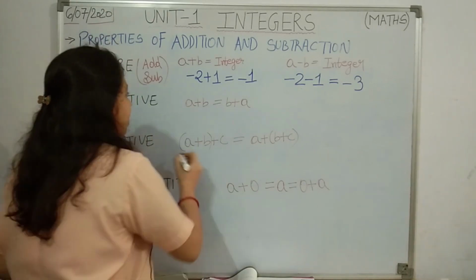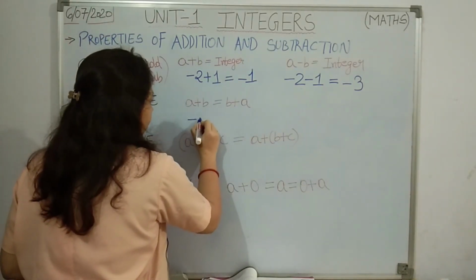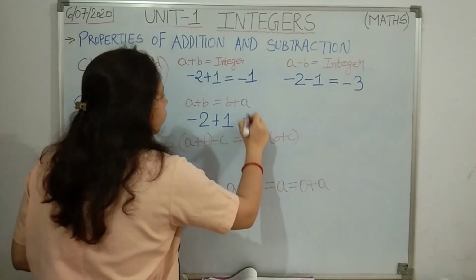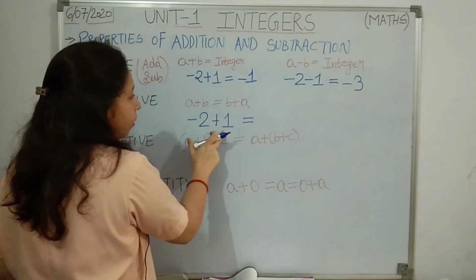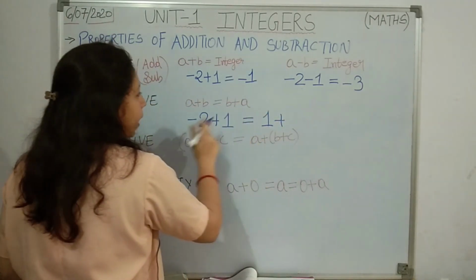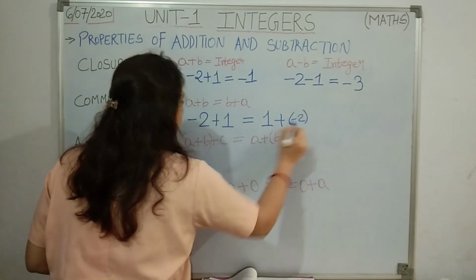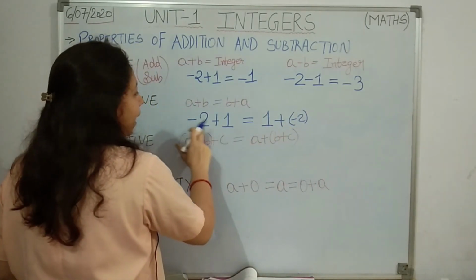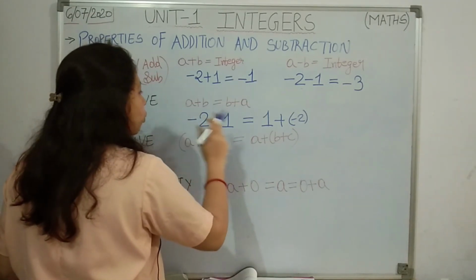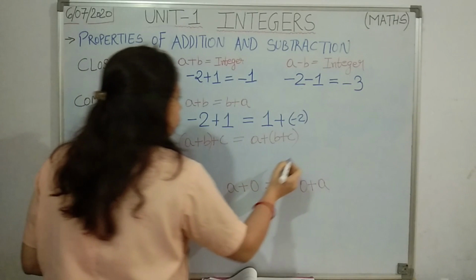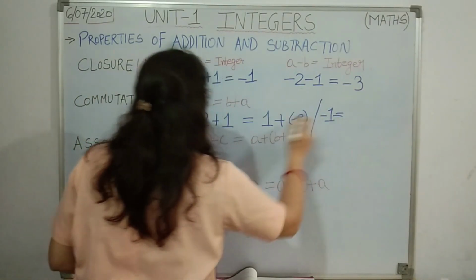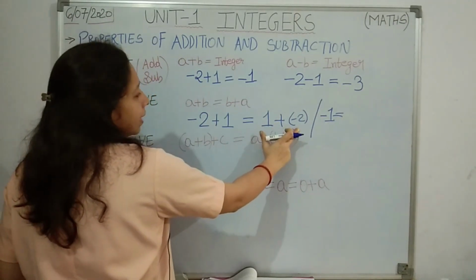Again I will explain with an example. Same example I am taking. Minus 2 plus 1 is equals to, or shall be equal to, what is b here? 1. So 1 plus, in place of a I have to write minus 2. Let's solve. Minus 2 plus 1, minus plus minus, 2 is the greater number with a negative sign. So 2 minus 1 is equals to 1. So the answer will be minus 1 is equals to, let's solve this side, plus minus minus.